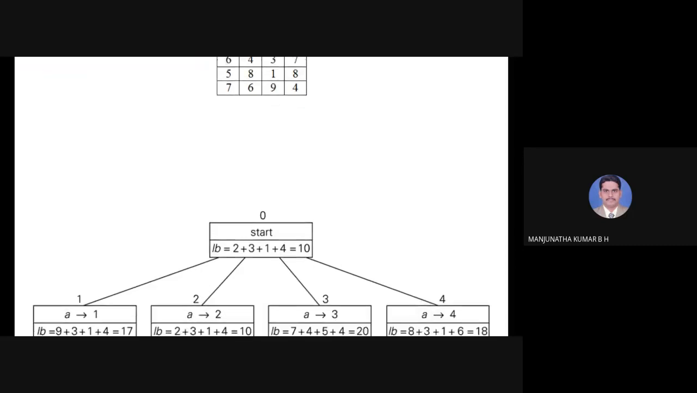Person D, you can take 6. Yes. Now see here. I have taken 4 till now for person 4. Now it is changed to 6. Why? Because 4 was the smallest number.